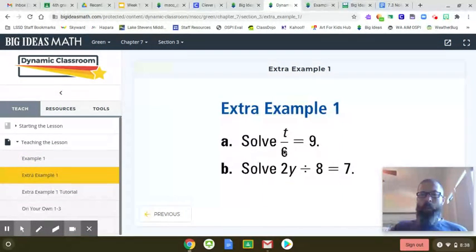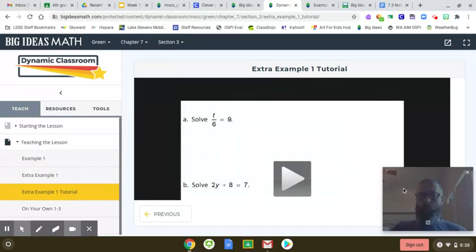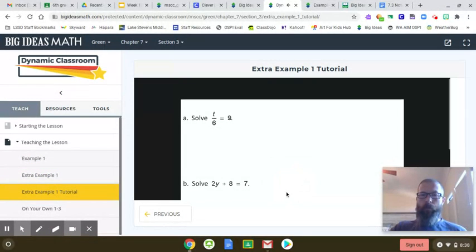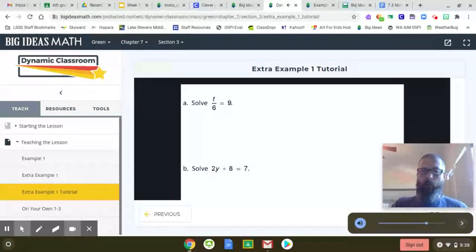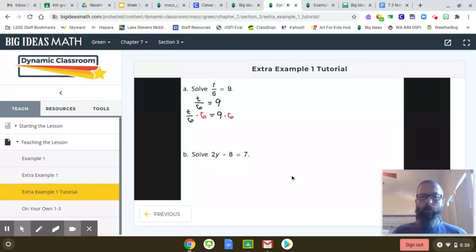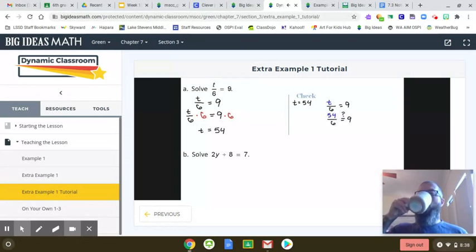So this is solve t divided by 6 equals 9, and then 2y divided by 8 equals 7. Let's watch their tutorial here. Part A. Solve t divided by 6 equals 9. To solve this equation, multiply both sides by 6, leaving you with t equals 54. Now you want to check your solution. To check your solution, substitute 54 for t in the original equation. 54 divided by 6 is 9. Because 9 equals 9 is a true statement, you know that t equals 54 is the solution to t divided by 6 equals 9.